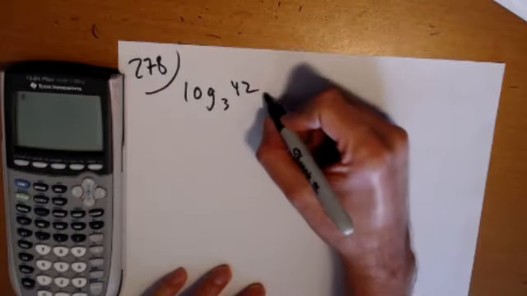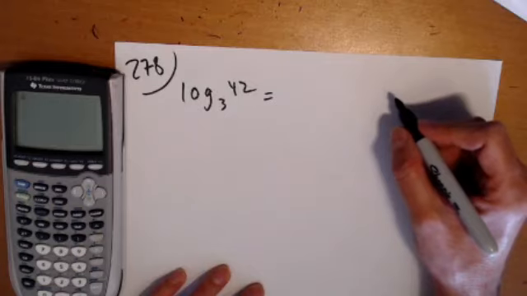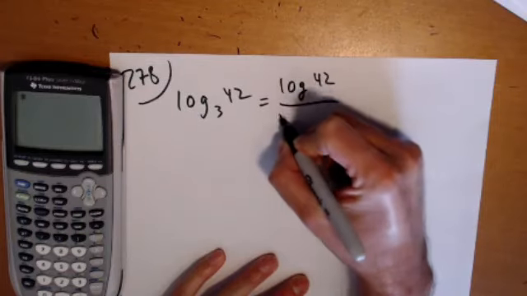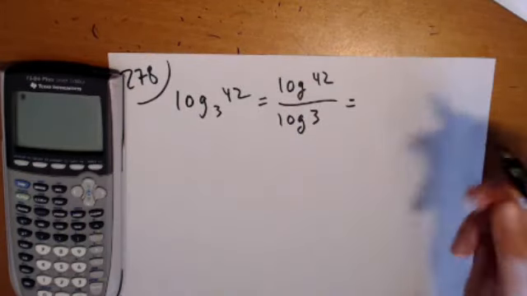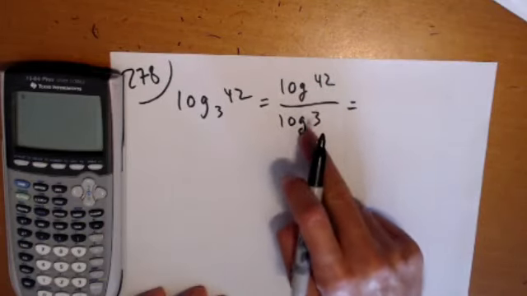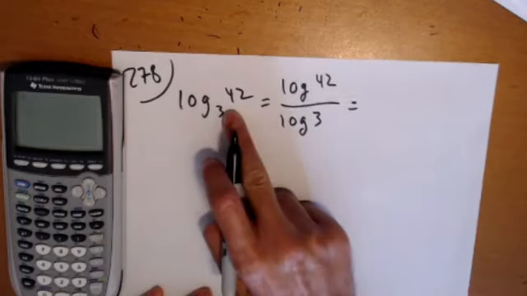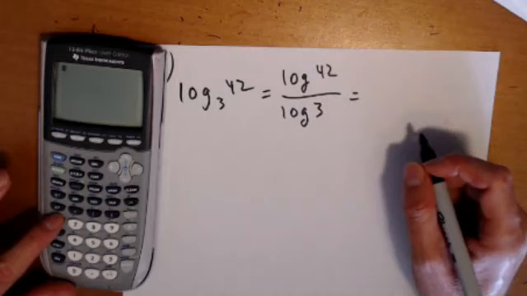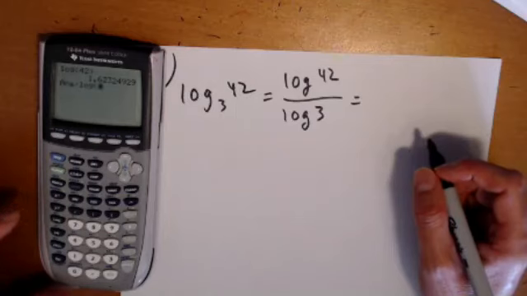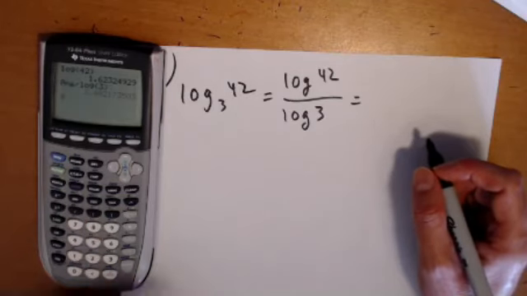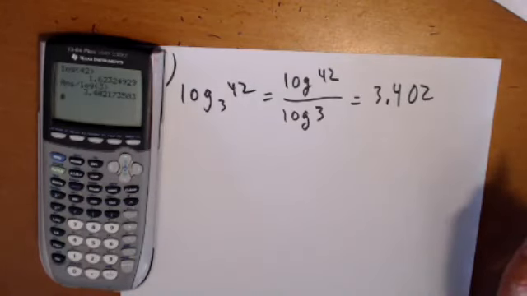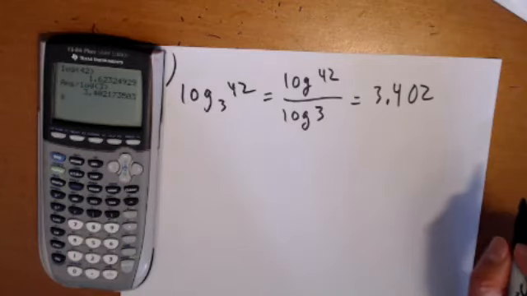So all we do is, to evaluate this, you see how this, I call that the bottom guy, the top guy? So the top guy stays on top, the bottom guy stays on bottom. So it's log base 10 of 42. So on your calculator, you just hit log 42, and then technically it's log base 10 of 3. So this is how we evaluate. So pretty easy. So just go log 42, enter, divided by log 3, enter. 3.402. So just round how they tell you to round. Okay. That's basically it.